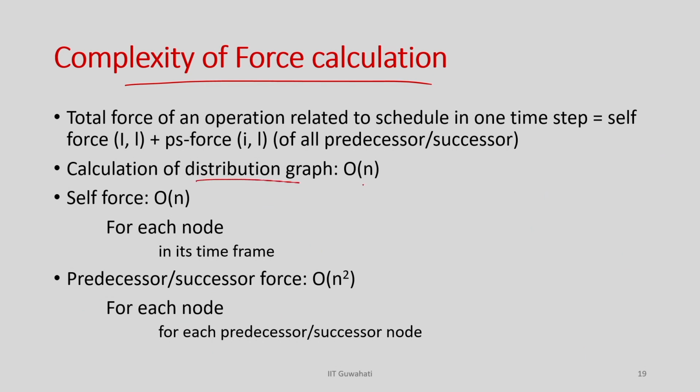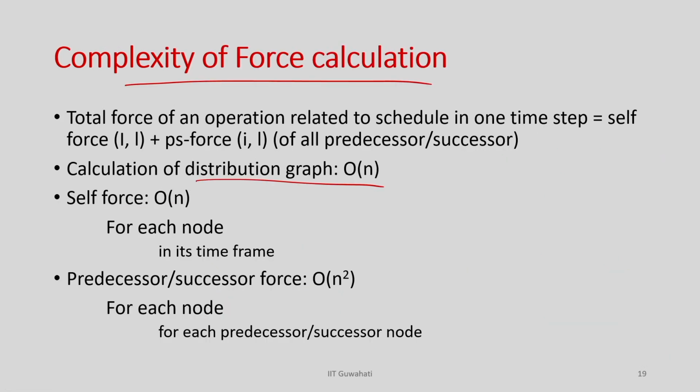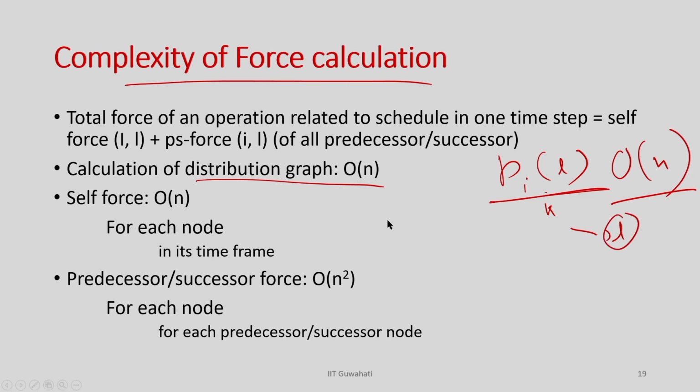What is the calculation of the distribution graph? The distribution graph is this. For each node, what is the value for this? This can be calculated. You have to identify the probability of each node i in each timestamp. So, it is basically of order n, if I assume there are n nodes, n into L. And since this L is a time frame which is very fixed, I can assume this is order of n, and then I have to sum it up for each type k and each timestamp L. So, the calculation of the distribution graph will be order of n.